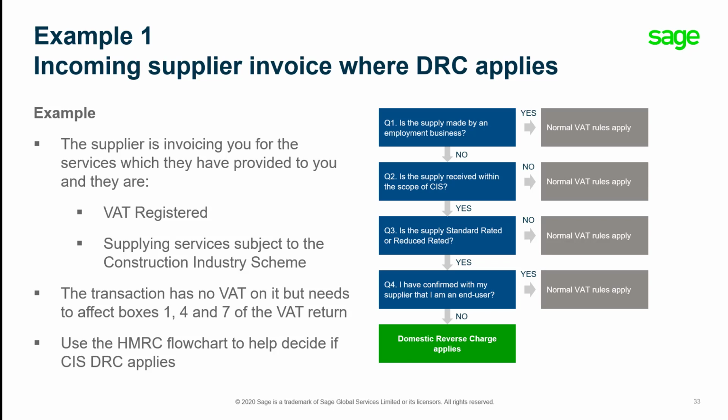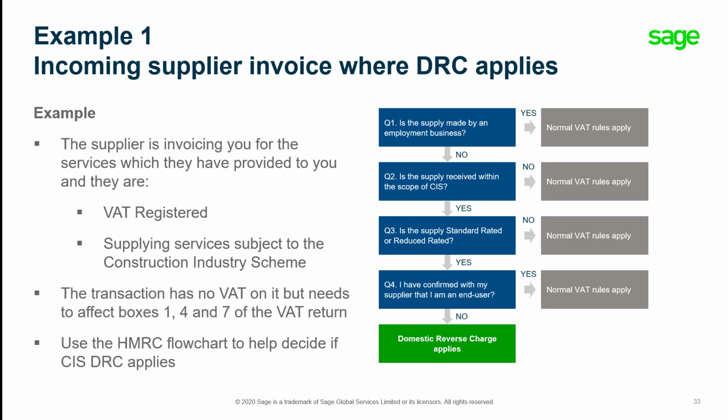So question 1: is the supply made by an employment business, such as an agency? In this scenario, no, they're a fellow tradesperson. So we can move on to question 2. Is the supply received within the scope of CIS? Again, in this case, they are supplying services subject to the construction industry scheme. Question 3. Is the supply standard rated or reduced rated? For the purpose of the demonstration, we're going to say standard rated. If the transaction had been zero rated or non-VATable, then you would have processed these in the normal manner. Normal VAT rules would apply.